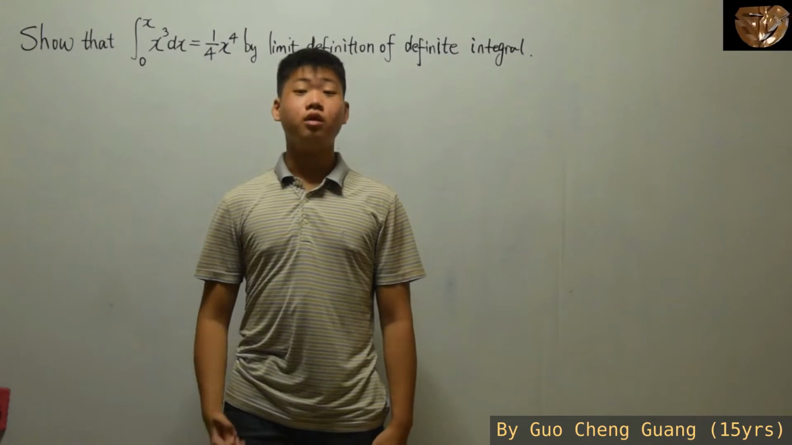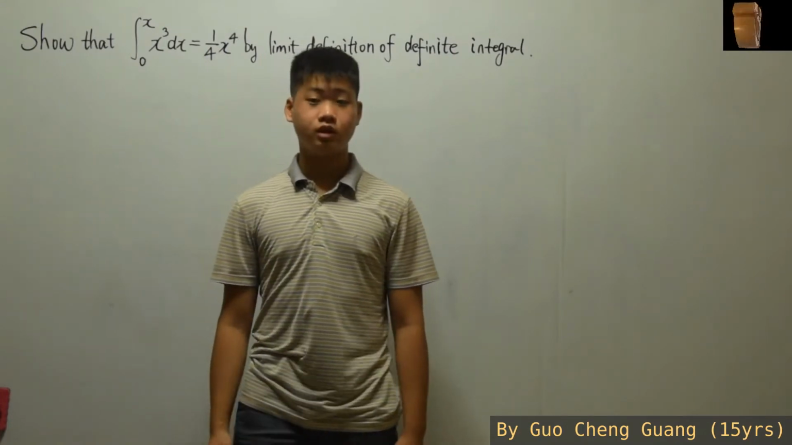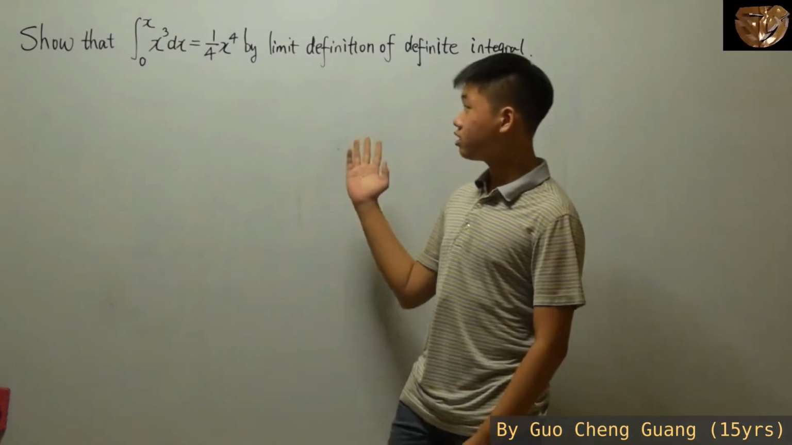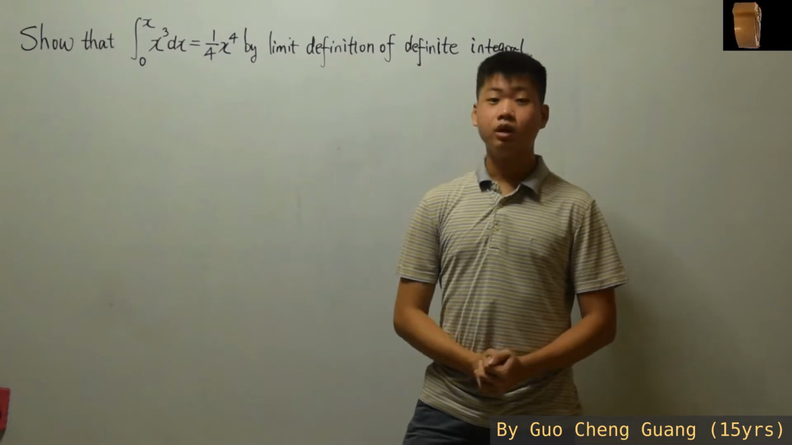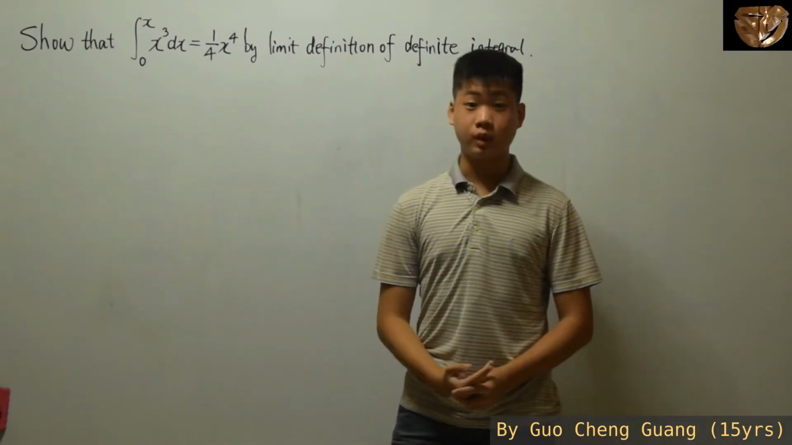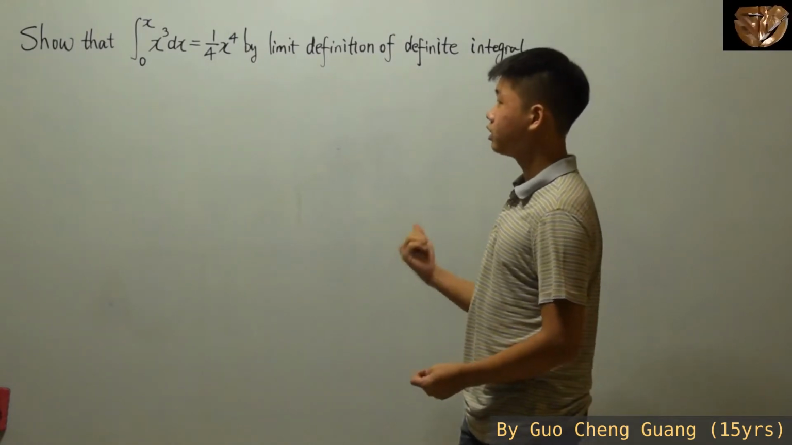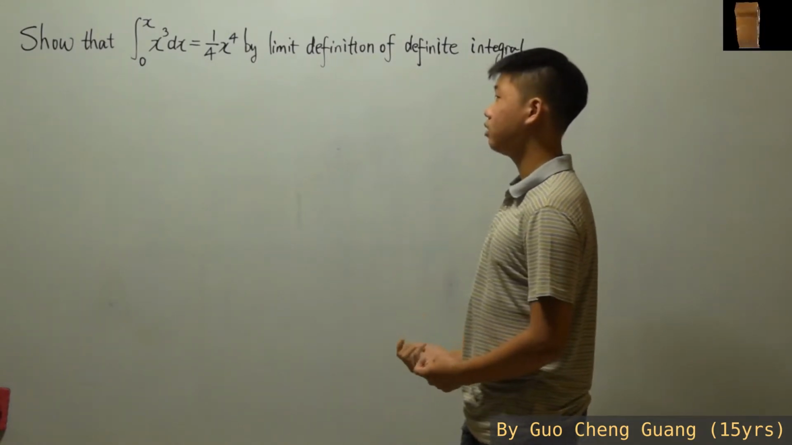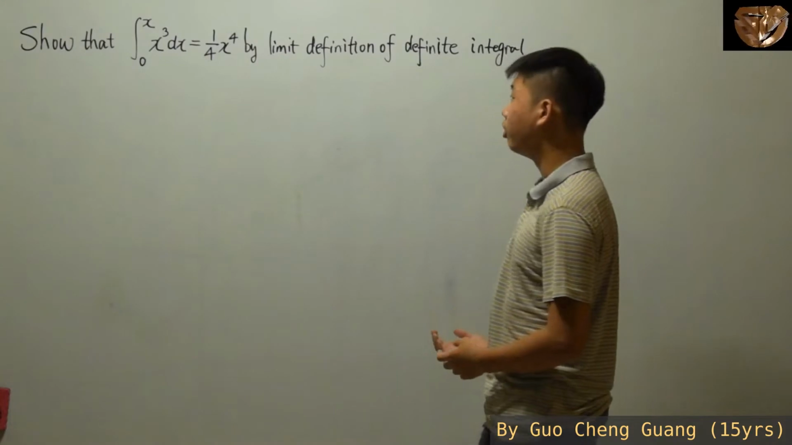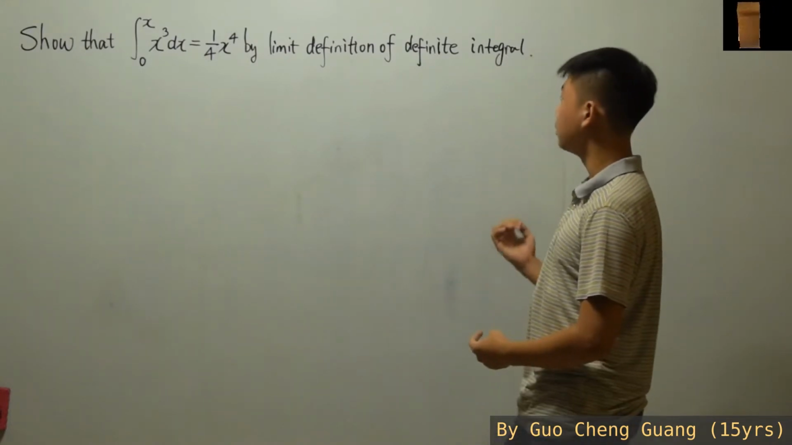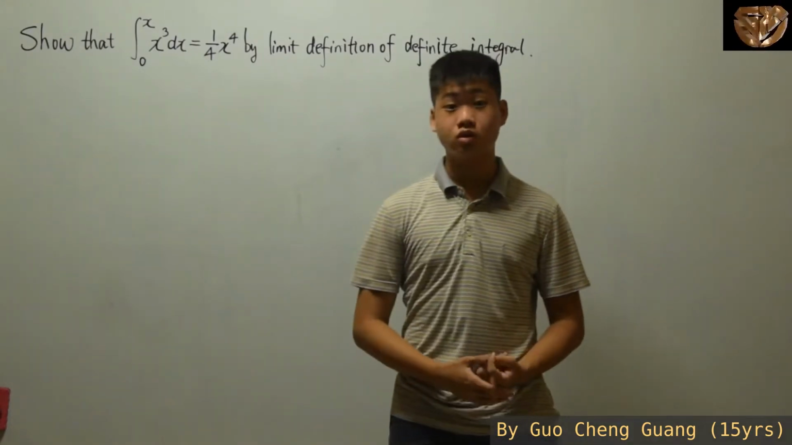In this lesson on the methods of limits calculation, we will be taking a look at this question here. Now, what is so special about this question? We need to show that the integral from 0 to x of t cubed dt is equal to 1 over 4 x to the power of 4 by the limit definition of definite integrals.